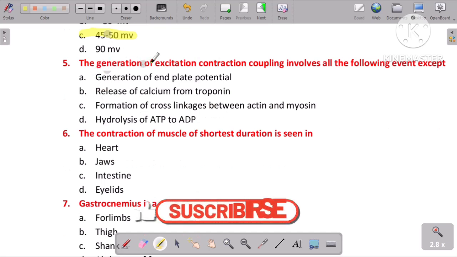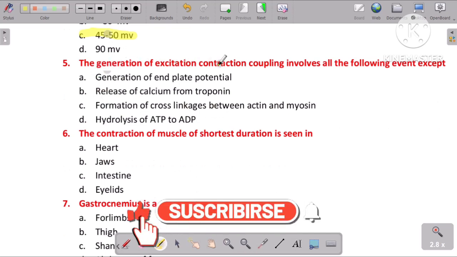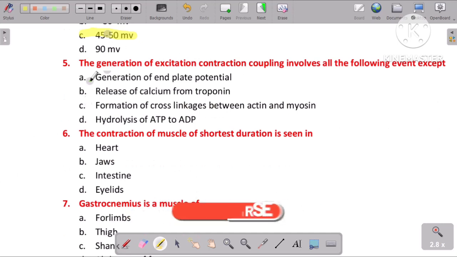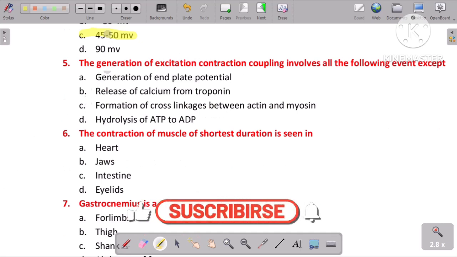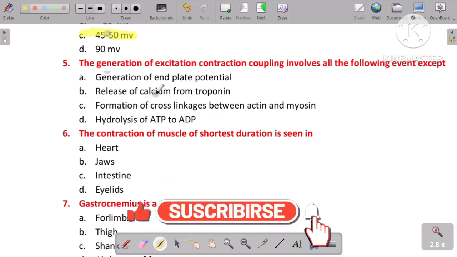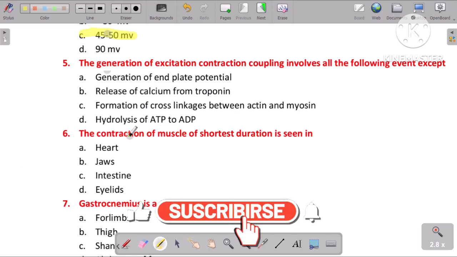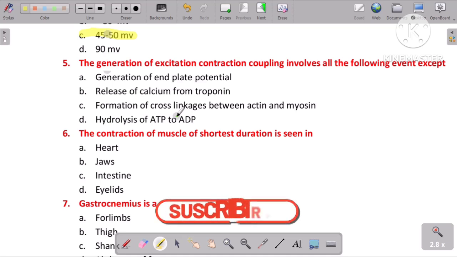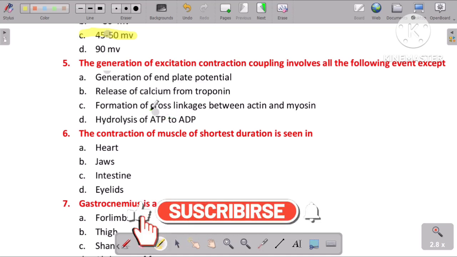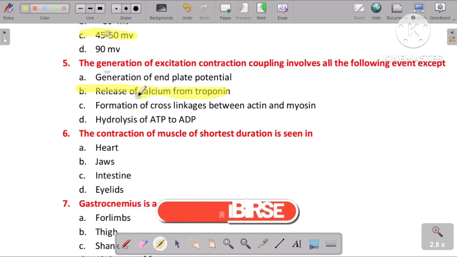Next question is the generation of excitation contraction coupling involves all of the following events except option A generation of end plate potential, option B release of calcium from troponin, option C formation of cross linkage between actin and myosin, option D hydrolysis of ATP to ADP. So beta, the right answer is option B, release of calcium from troponin.